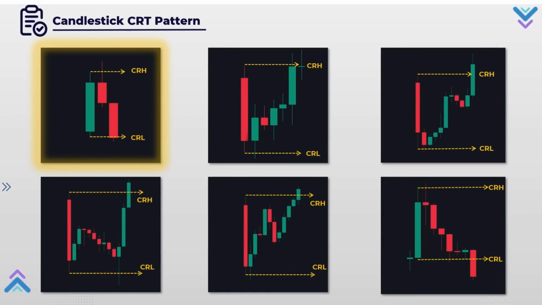Starting from the top, this first scenario is the most critical CRT model, offering a high probability of success. Why? Because it perfectly captures the accumulation, manipulation, and distribution phases, all within a 3-candle sequence, what we call the power of 3, in just 3 candles.